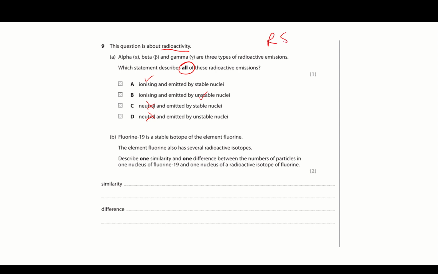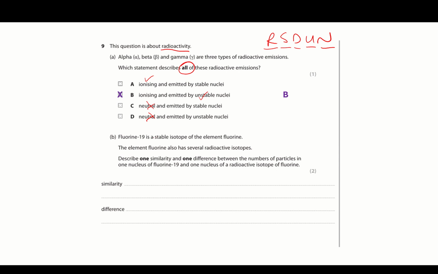So we've learned RSDUN. Radioactivity is the random and spontaneous decay of unstable nuclei. So we know that we need B. We want they're ionising from unstable nuclei.